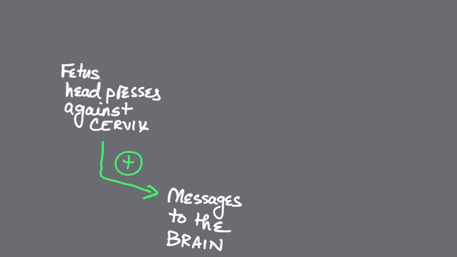The endocrine system plays an important role in bringing about rapid change. A good example is what happens during childbirth. During childbirth, the fetus's head presses against the cervix of the mother. This causes the receptors in the cervix to send messages to the brain. In the brain, the pituitary gland is turned on and it releases a hormone called oxytocin.